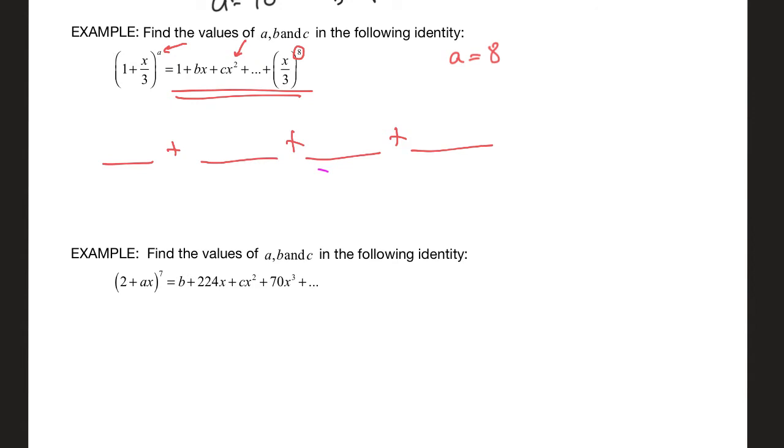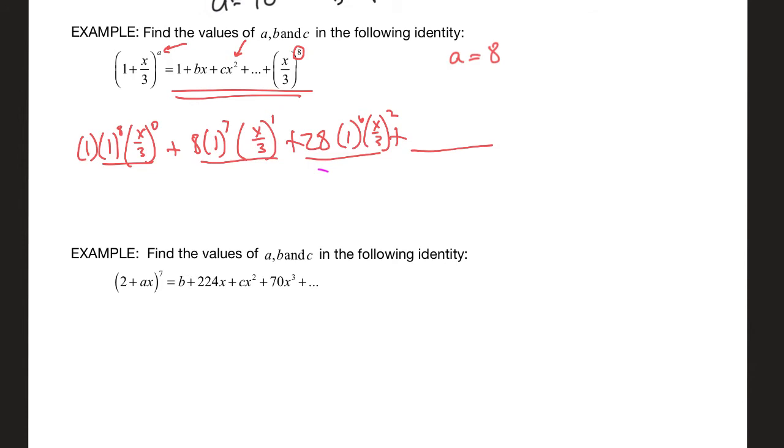I need a coefficient. I need a 1 raised to the 8th, and then x over 3 raised to the 0. That will be the first blank. The next one will have a coefficient of 8, 1 raised to the 7th because the 1s are decreasing, and x over 3 raised to the 1st because those are increasing. Then this next one, 8 times 7 divided by 2, I believe that's 28, with 1 to the 6th and x over 3 squared.